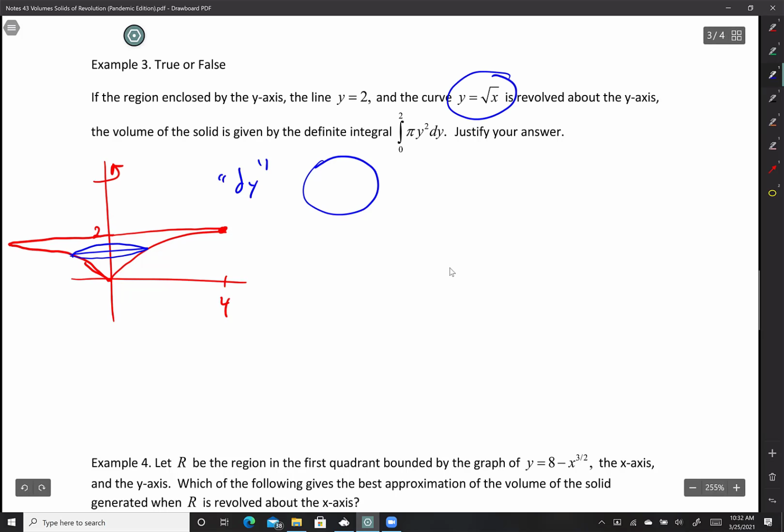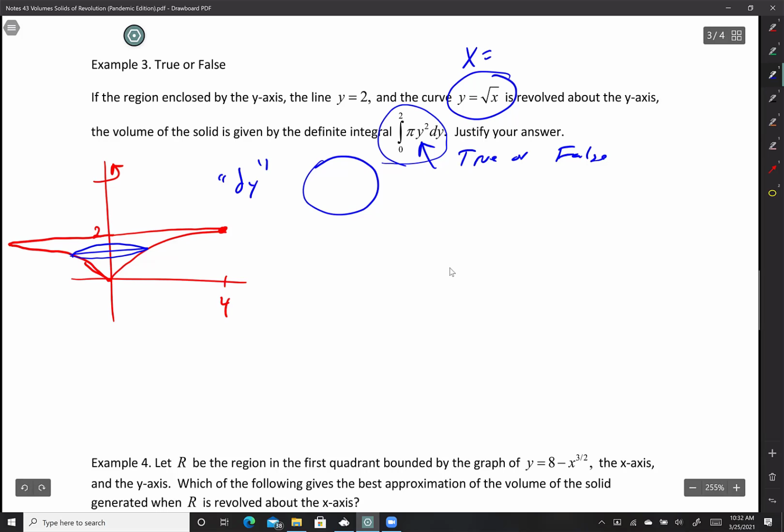So let's see. Oh, we haven't even read the question, right? The volume of the solid is given by the definition. Oh, okay, so they're doing true or false. Justify your answer. Okay, so they're saying, is this true or false? Notice they have a y in there, just like what we just talked about. Okay, let's get everything in terms of y, guys.